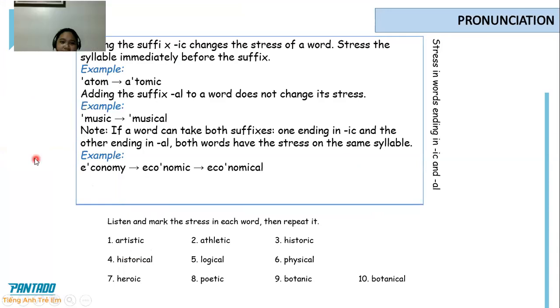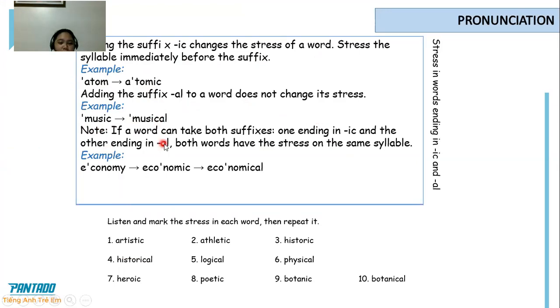Pronunciation. Adding the suffix -ic changes the stress of a word. Stress the syllable immediately before the suffix. For example, atom, atomic. Adding the suffix -al to a word does not change its stress. For example, we have music. We add -al, musical, so it doesn't change the stress in the word.